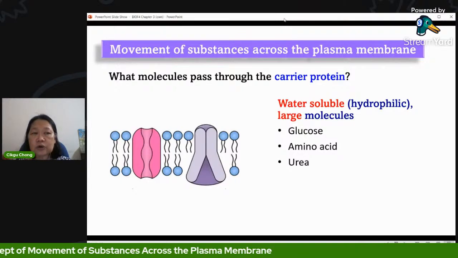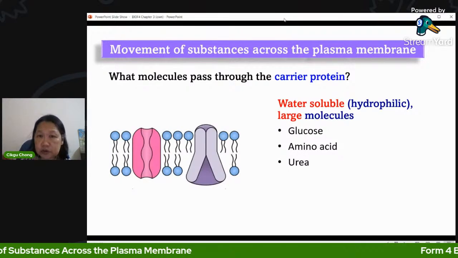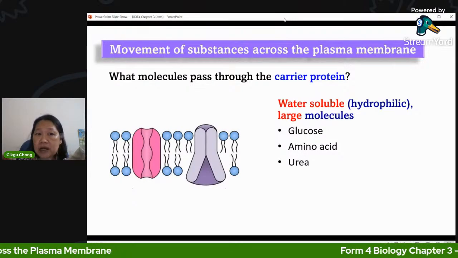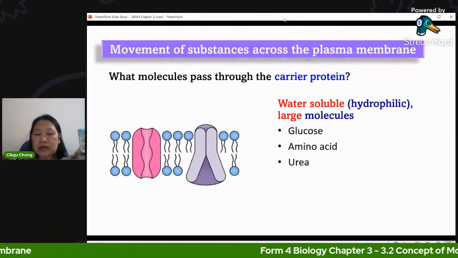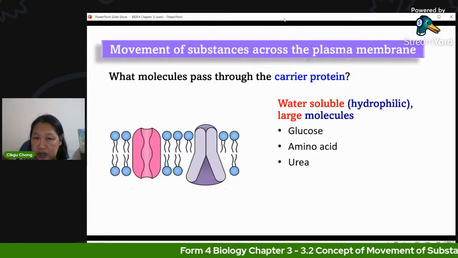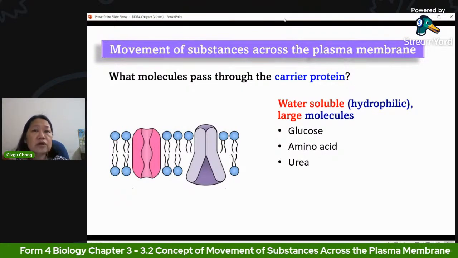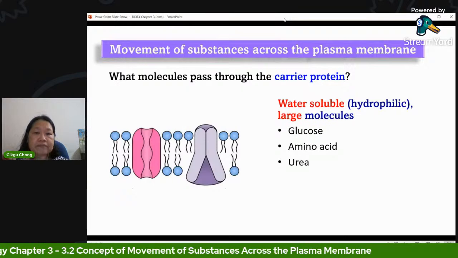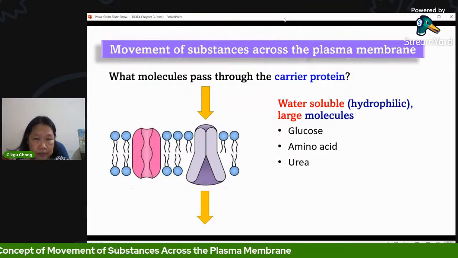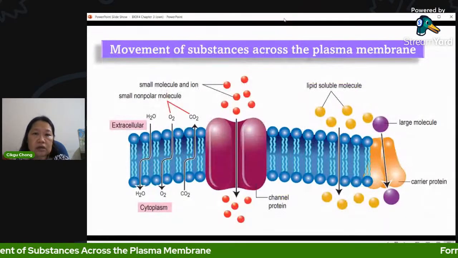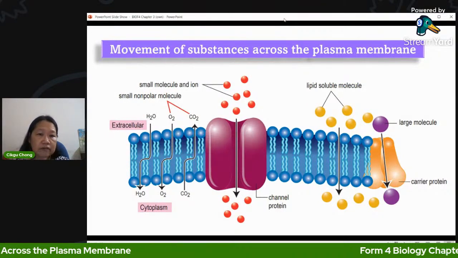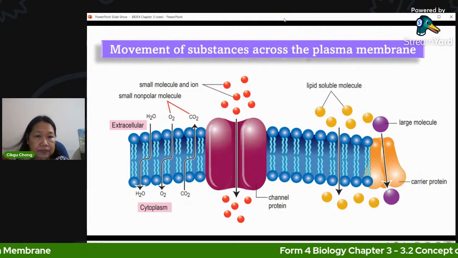So you have already seen, and also need to remember, what are the molecules that can pass through the phospholipid bilayer, the channel protein, and the carrier protein. You need to make a list and memorize them. So this is the carrier protein. Now, a summary of just now. I'm going to put a summary here. This is a picture from the textbook. You can look at it later.